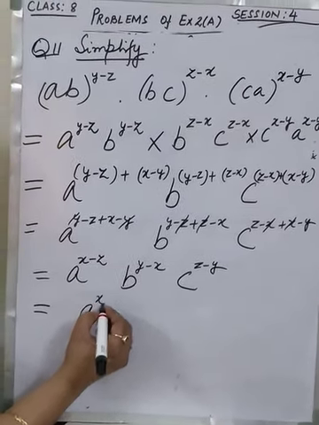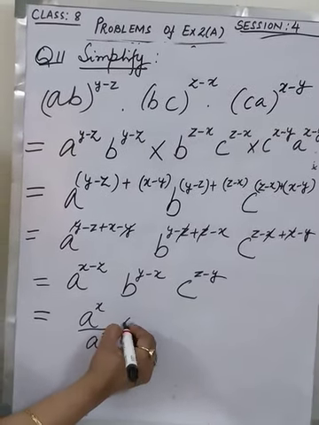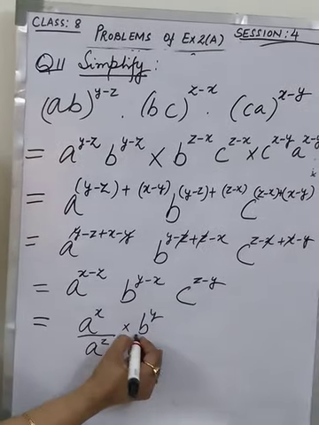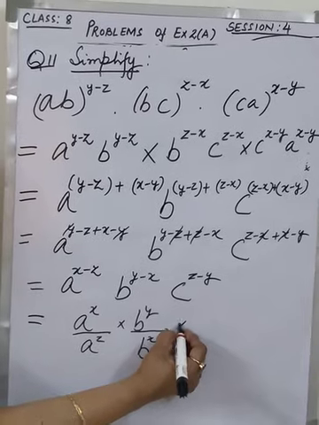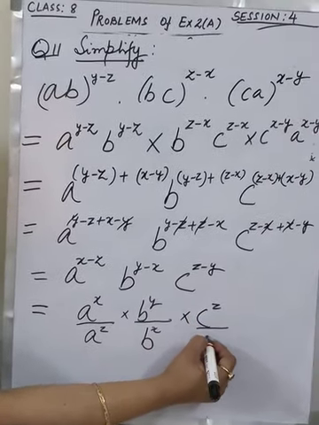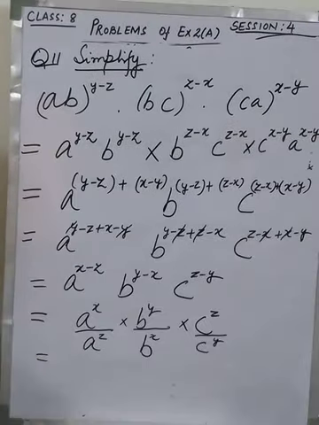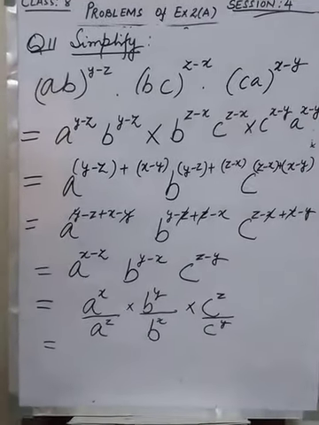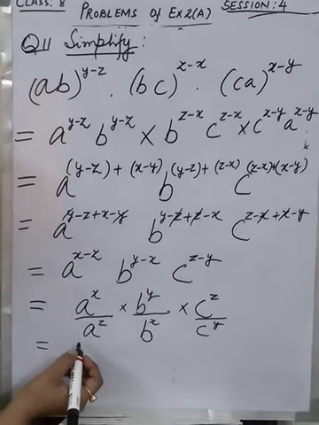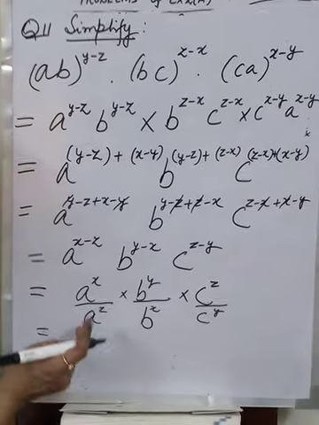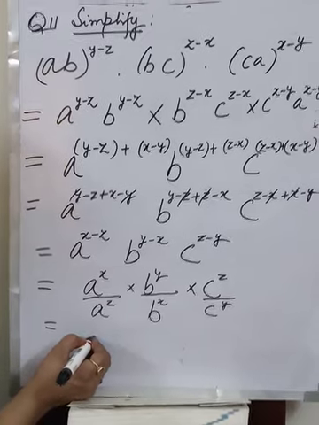A to the power x upon a to the power z, b to the power y and b to the power x, c to the power z and c to the power y. Negative index I have converted into positive by writing the reciprocal. Okay student, so this is the way we can write, or if you want to write x all together, y all together and z all together, we can write like this also.